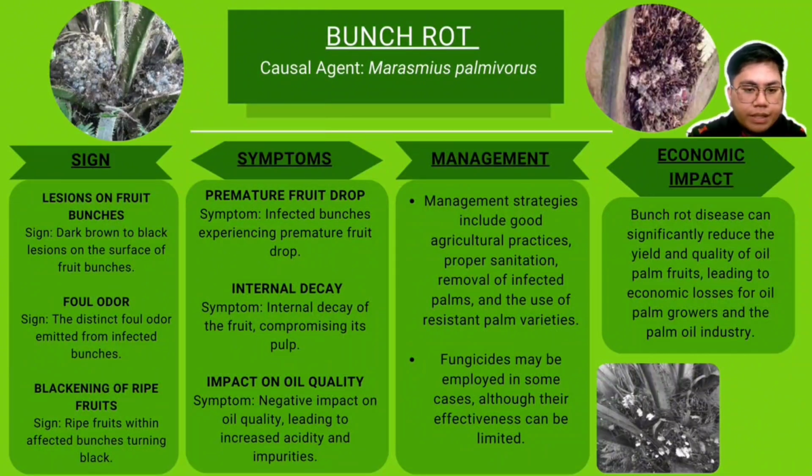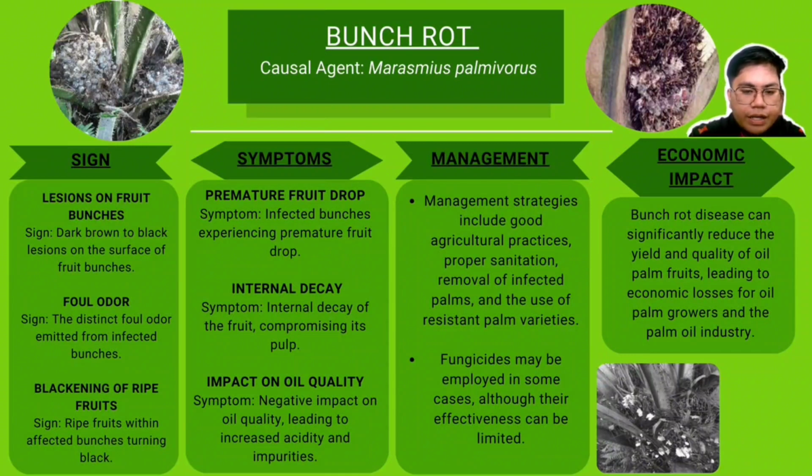Bunch rot exhibits a potential for spreading from infected palms to healthy ones, particularly in plantations with inadequate disease management practices. The prevalence of warm and humid conditions favors the development of bunch rot, making it a notable concern in tropical regions where oil palm is cultivated. Next, we will look into the signs of this disease.